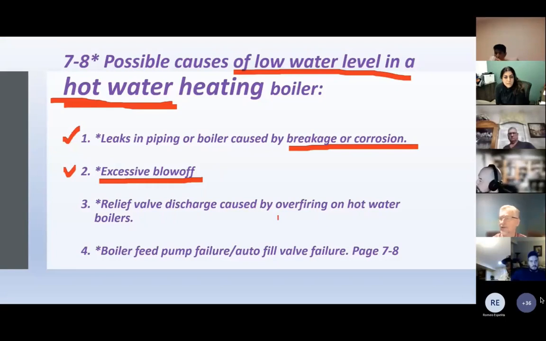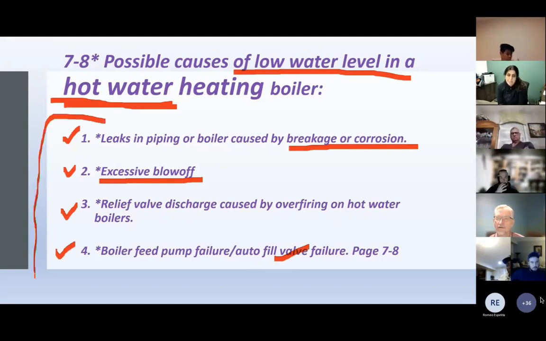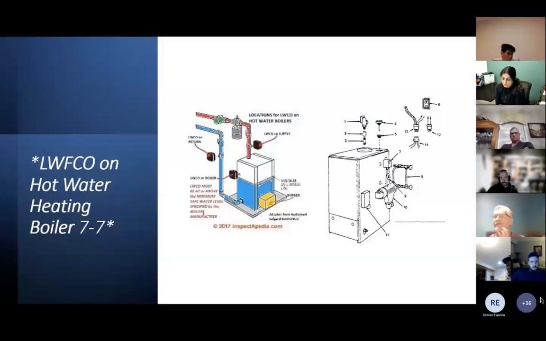Relief valve discharge caused by overfiring on hot water boilers for different reasons. Some things are not calibrated well. And you just might have a boiler feed pump failure or autofill valve failure. So all of the above. Hot water heating boiler can have low water cutoffs in different places. So this one shows it on the boiler. This one shows one on the return piping.